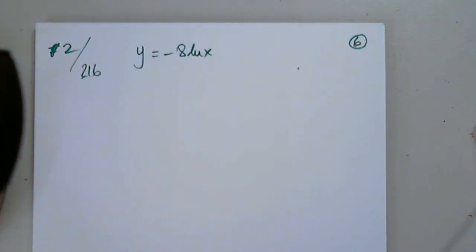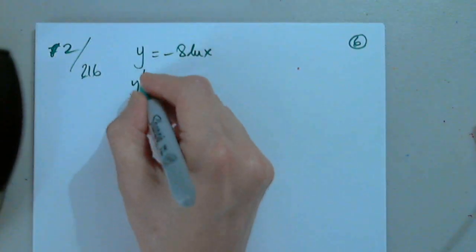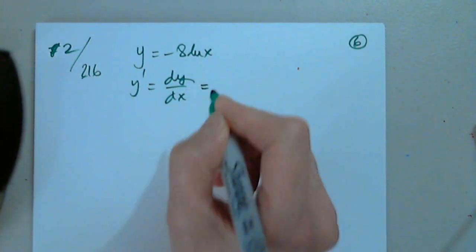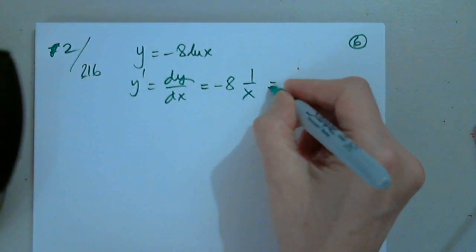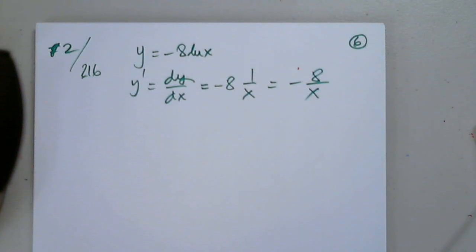Good. So perfect. So we want to find y prime or dy over dx. Can anyone help with this? So the constant stays outside. Can anyone differentiate natural log x for us with the formula? 1 over x. That's it. Or negative 8 over x. Perfect. Awesome. That's all there is.